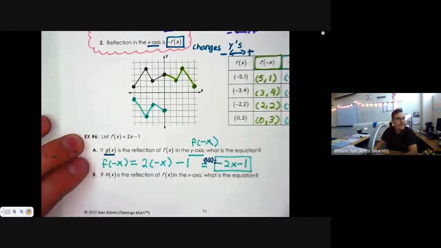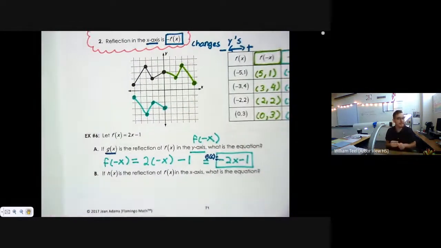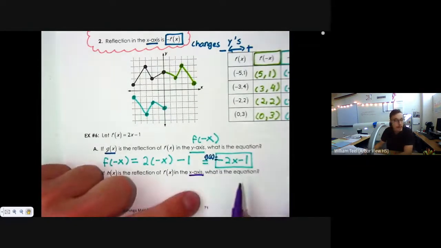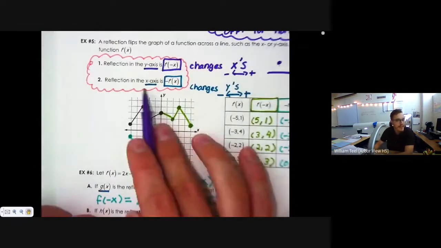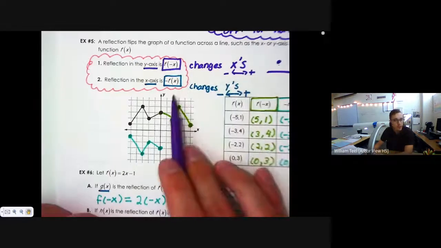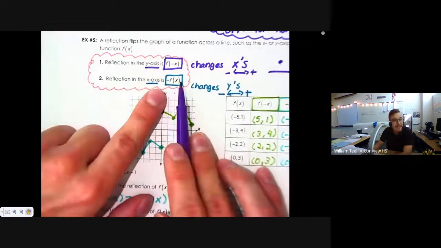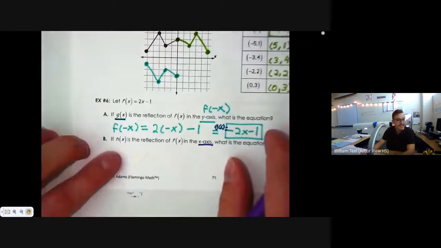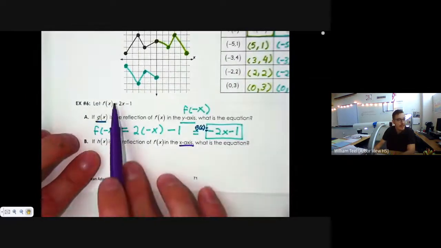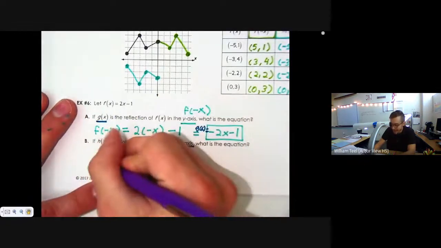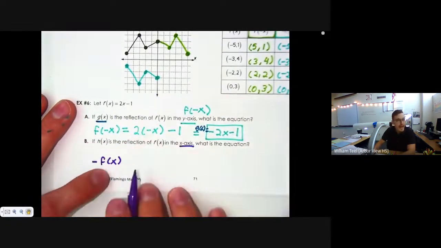Okay, looking at the second example. So if h of x is a reflection of f of x in the x-axis, so now we're looking at x-axis reflections, what is the equation? Well, if we look up here, if we're making a reflection in the x-axis, that means we're changing our y values, or in other words, we're saying negative f of x, so we're taking the opposite of whatever f of x is. So since f of x here is 2x minus 1, I'm essentially saying, well, I want negative f of x. So I'm going to change it to the opposite of this.